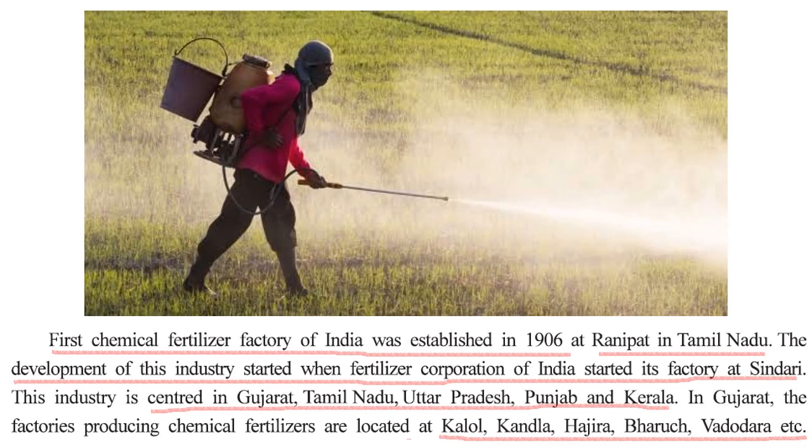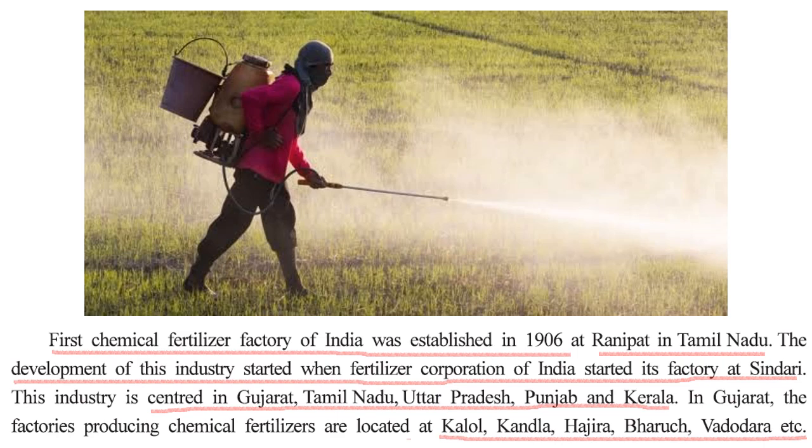The first chemical fertilizer factory of India was established in 1906 at Ranipet in Tamil Nadu. Let me add a detail here that Ranipet was once the most polluted city of the whole world. Once, it may or may not be right now, but it was once due to the establishment of the chemical fertilizer factory. The development of this industry started when Fertilizer Corporation of India started its factory at Sindri. So the Fertilizer Corporation of India was established and it started developing this industry in India, and the first factory of this corporation was at the Sindri.